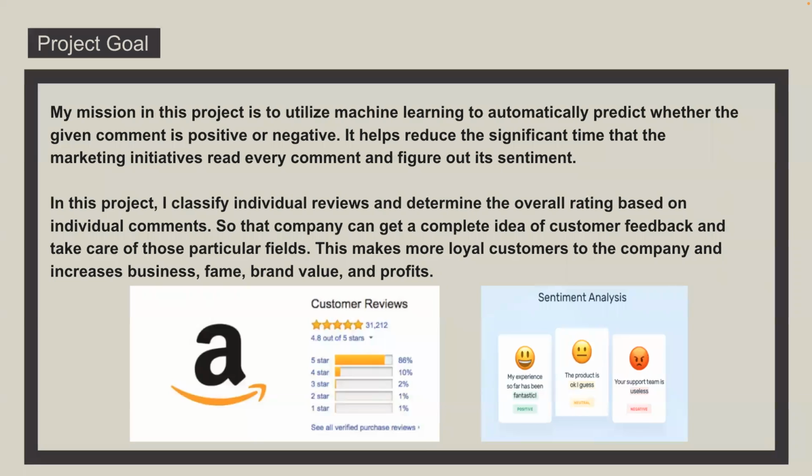And my project goal is to utilize machine learning to automatically predict whether the given comment is positive or negative. It helps reduce the significant time that marketing teams spend reading every comment and figuring out its sentiment. So I think everyone here has experienced shopping at Amazon before, either online shopping or at Amazon Go in person. But in real life, it's really widely used.